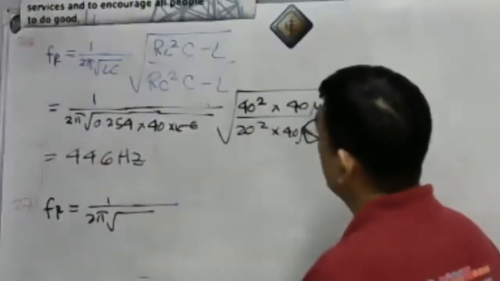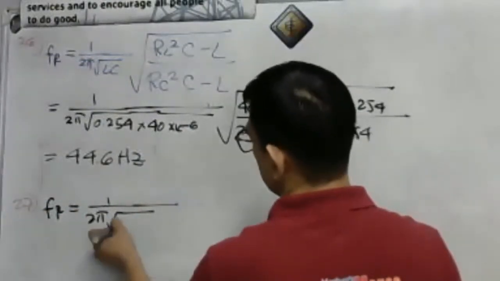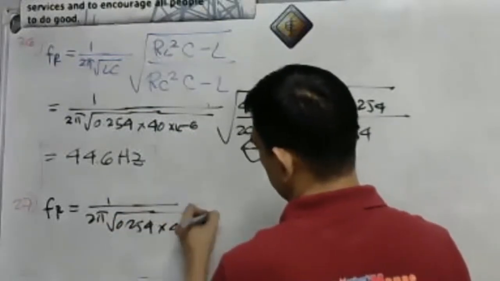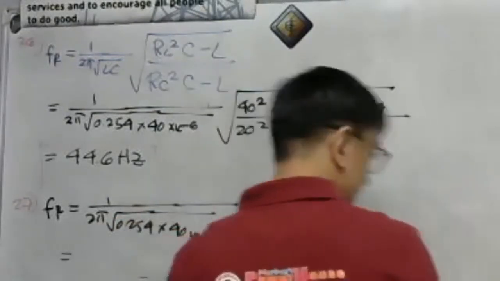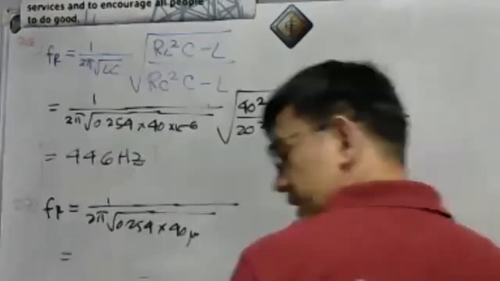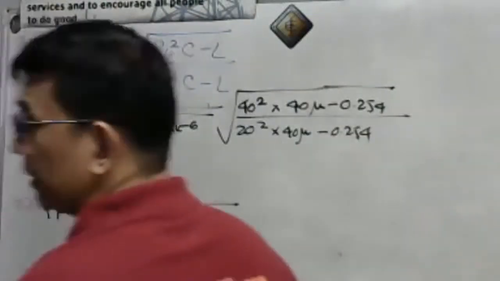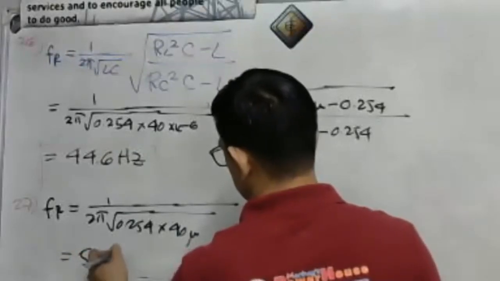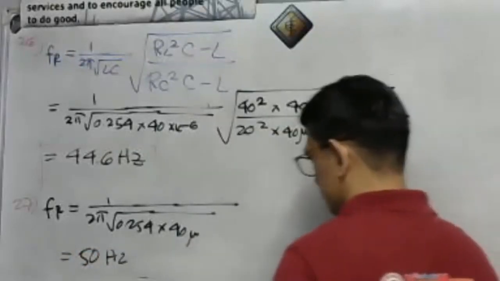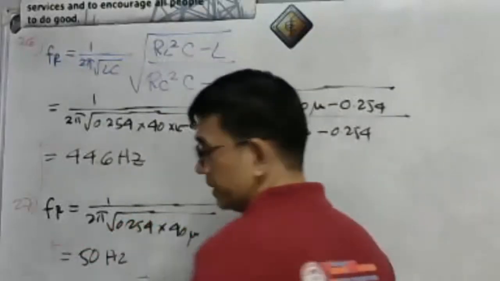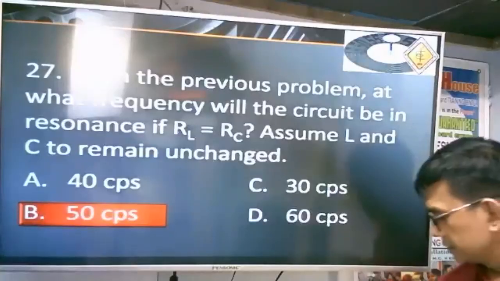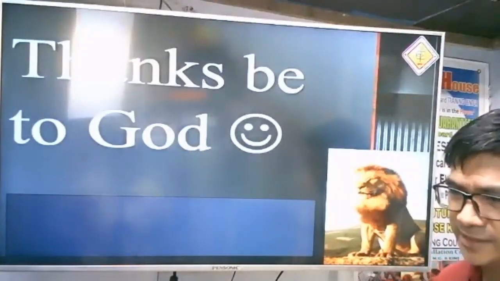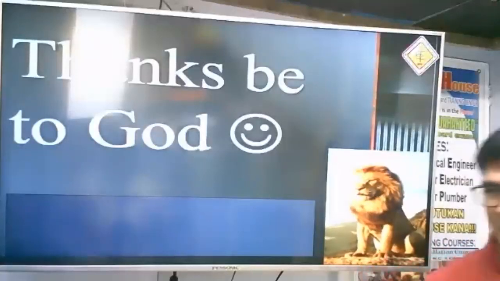So, we have our L, 0.254 times 40 micro. So, our answer for number 27 is 50 hertz. Cycles per second. Okay? So, well, that's it for our resonance topic. Thank you. Salamat po sa inyo.